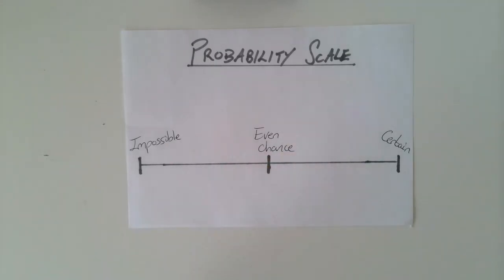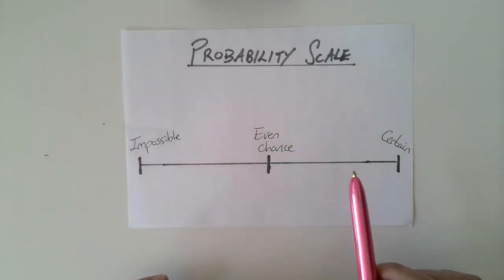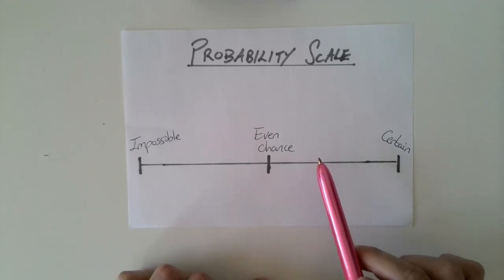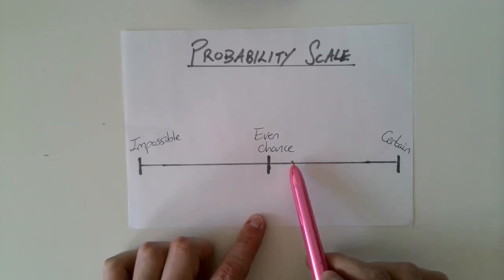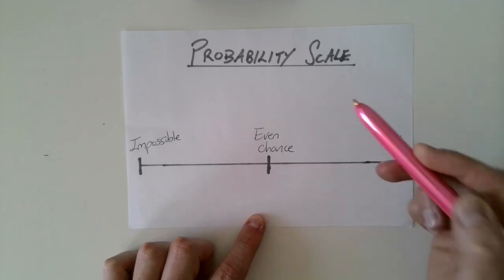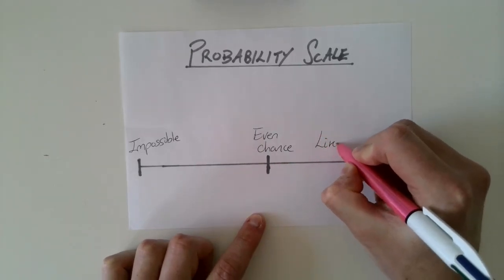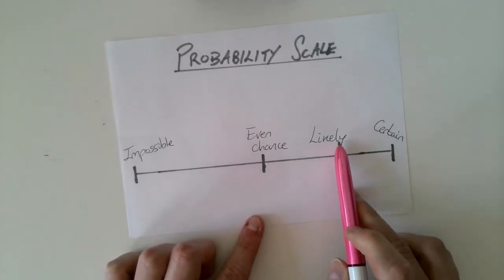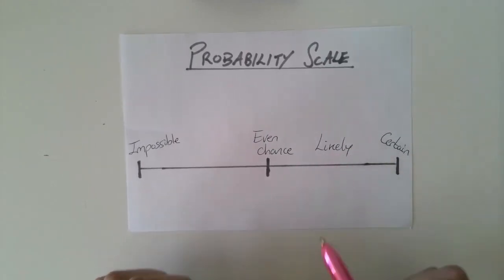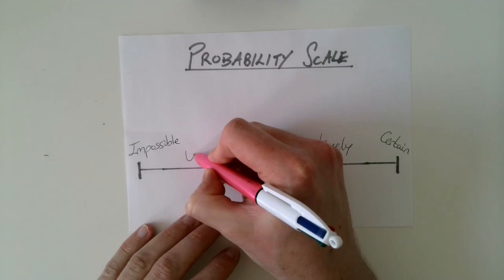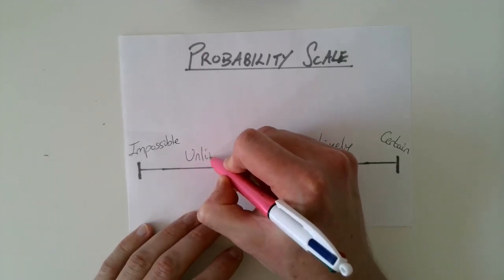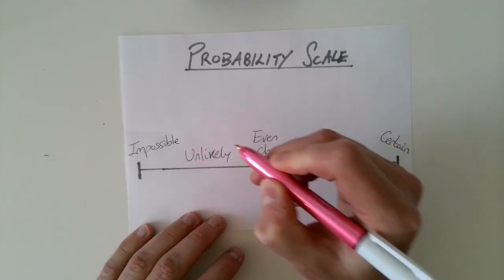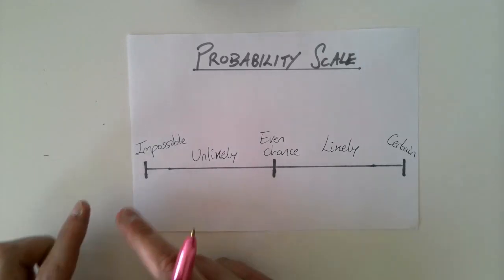And the final two phrases that I'm going to put onto this probability scale are likely events, which are on this half of the probability scale. So likely events. Now likely events are events where there is more chance of them happening than not happening. And on the other end of the scale, you've got unlikely events where there's more chance of it not happening.